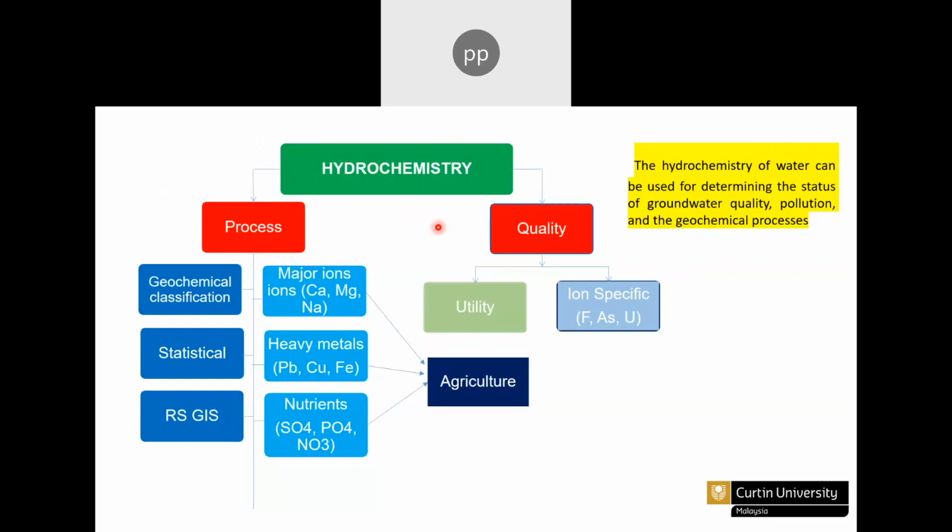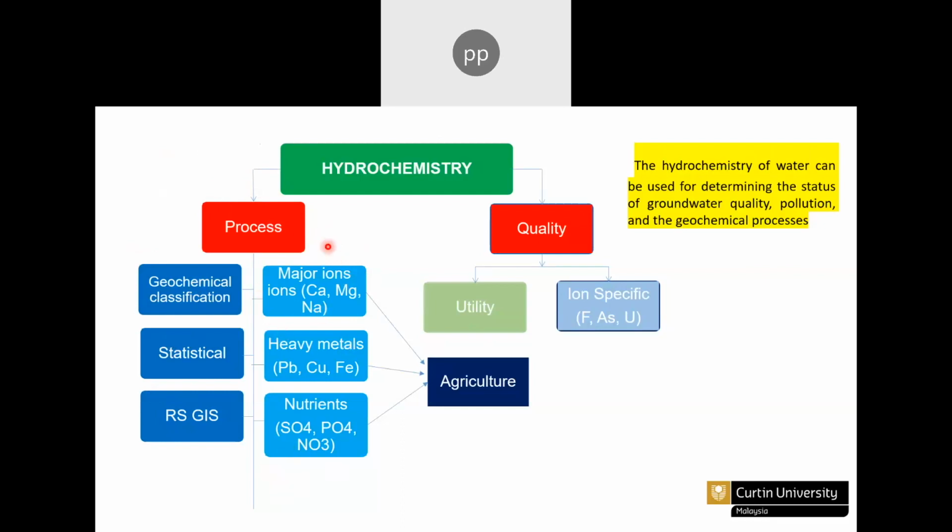So usually researchers deal with hydrochemistry in two broad ways. If you see the left hand side, it is the process: you can take a hydrochemical process and see how the water quality is being affected by various processes. In order to deal with this process, these are the key factors.